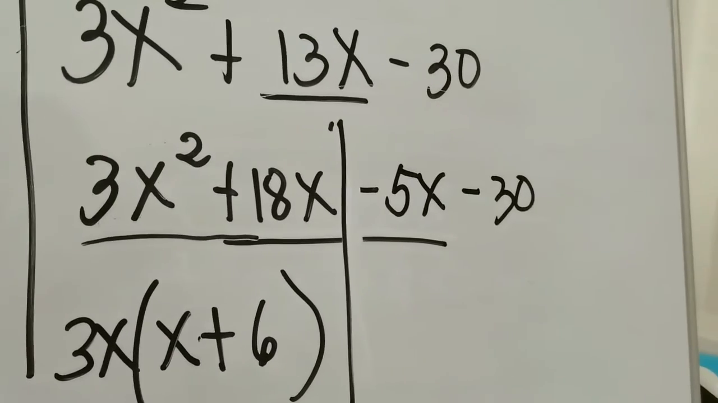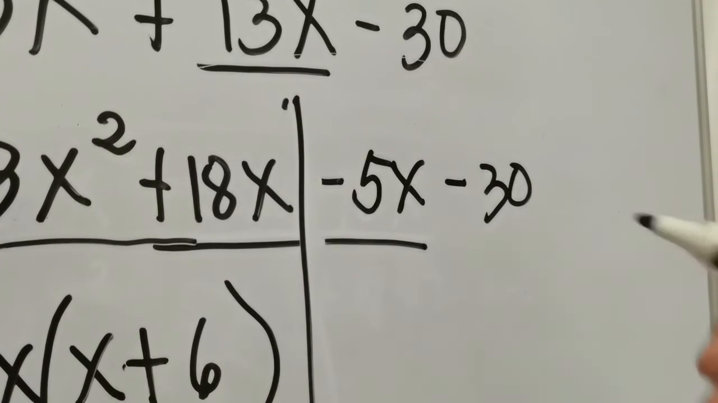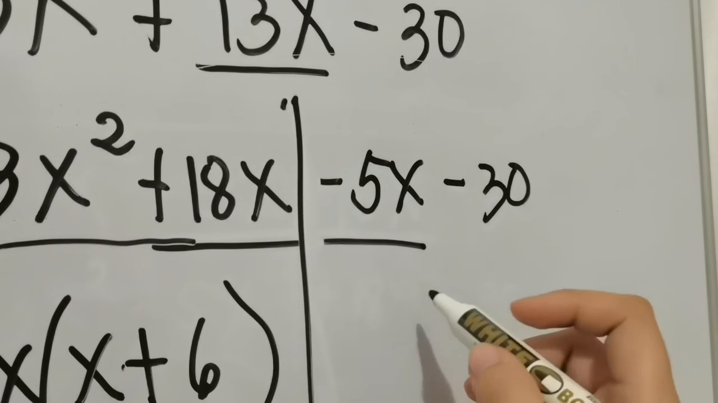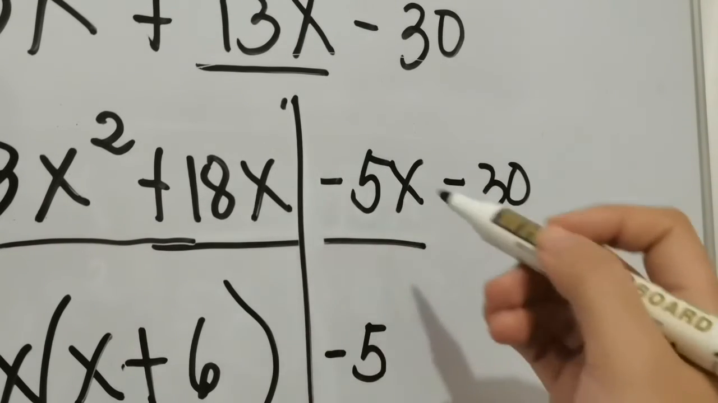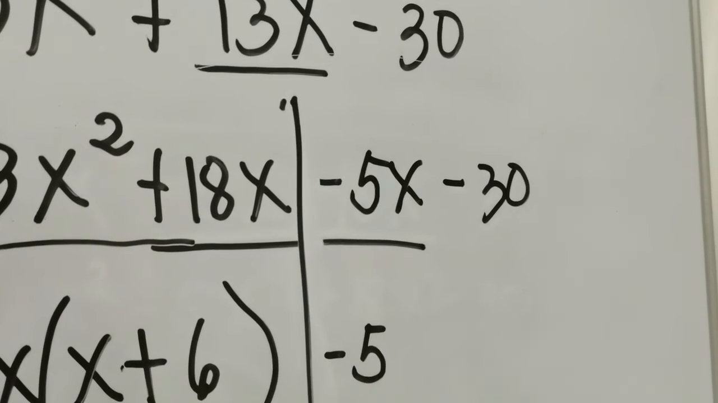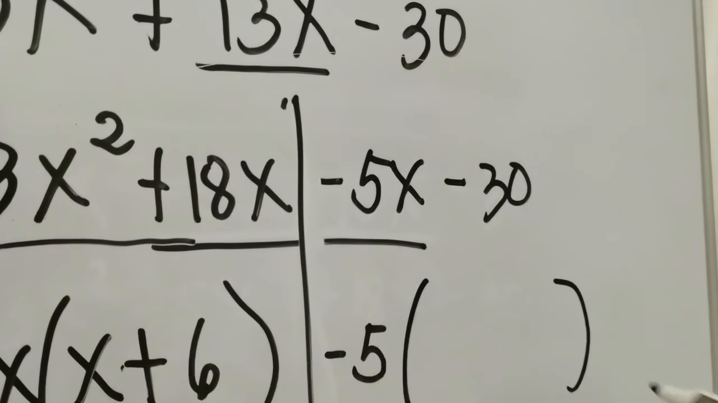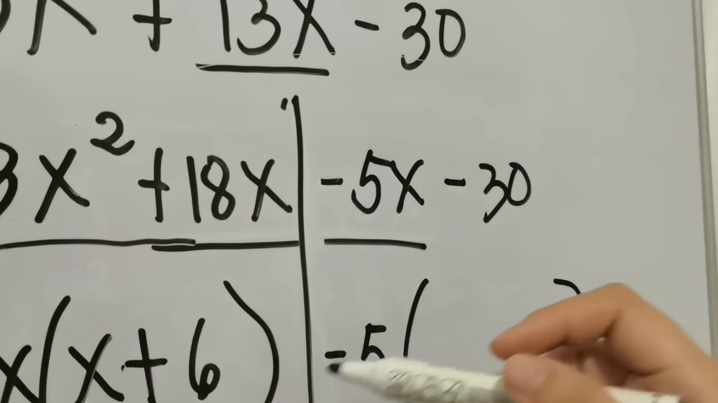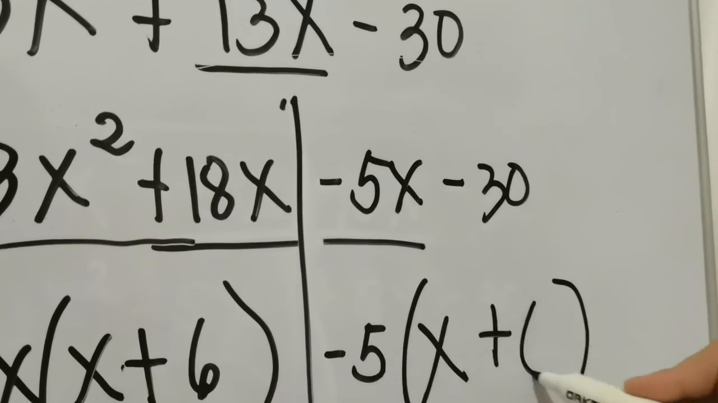Okay, proceed tayo dito sa susunod. So, negative 5x minus 30. Okay, so, ang factors niya ay negative 5. So, that is the GCF or the common monomial factor. And then, divide natin. Negative 5x divided by negative 5, that is equal to x. Then, negative 30 divided by negative 5, that is equal to positive 6.